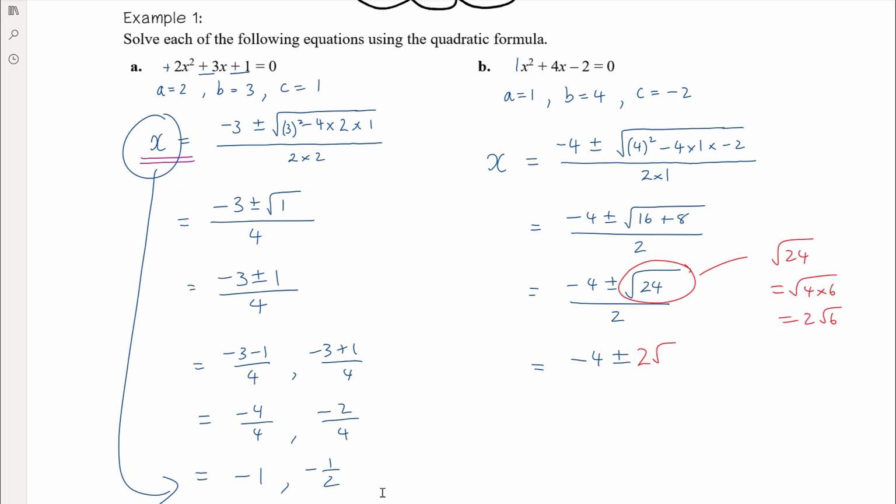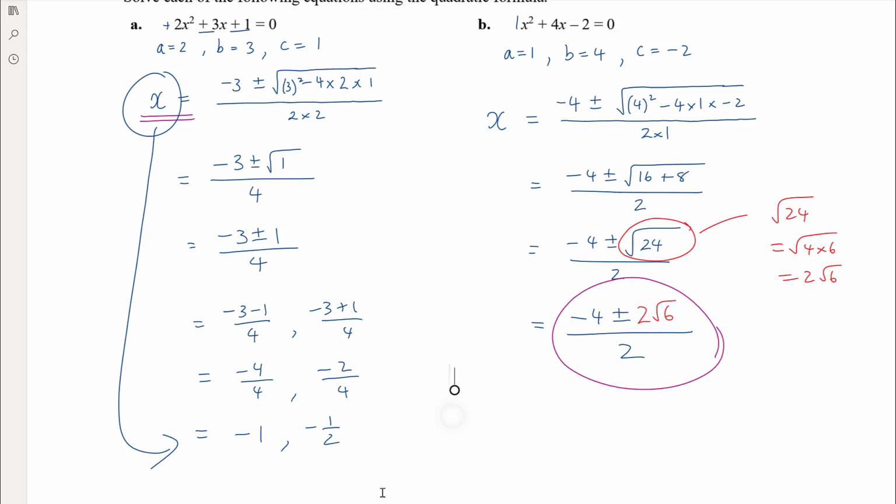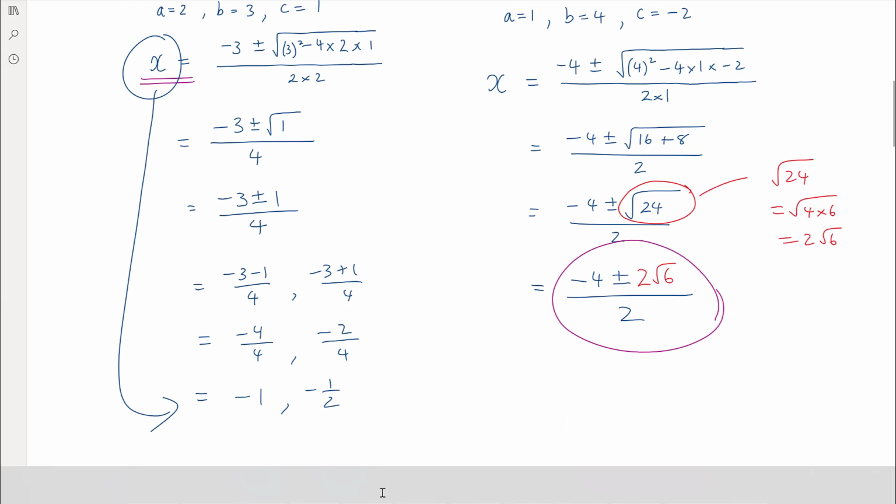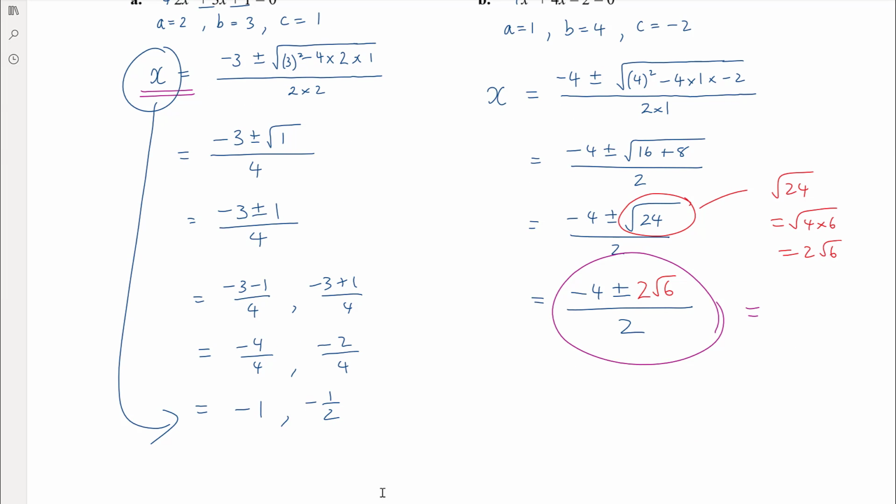Okay, so this is 2 root 6 over 2. Then we want to see whether there are any common factors in the fraction. In this instance we've got 2 as a common factor. Now if you want, you can write out the line where you factor out the 2, so it's going to be negative 2 plus or minus root 6 all over 2, and then cancel out the 2, because that's the only way you can cancel.